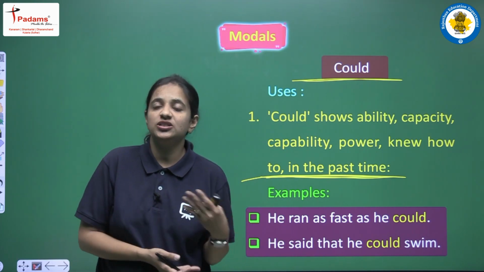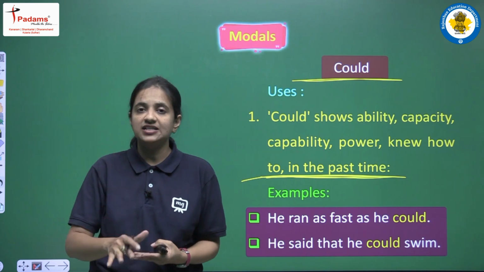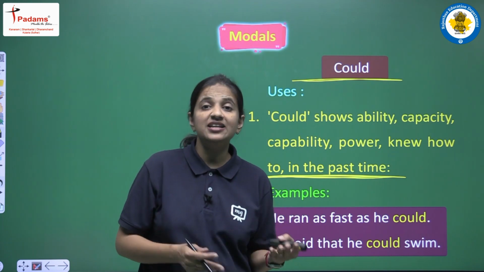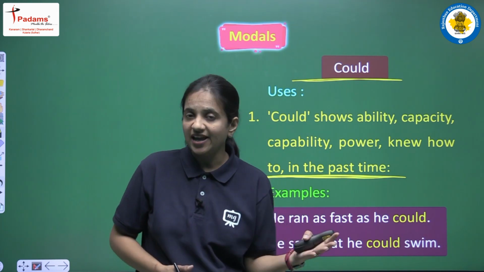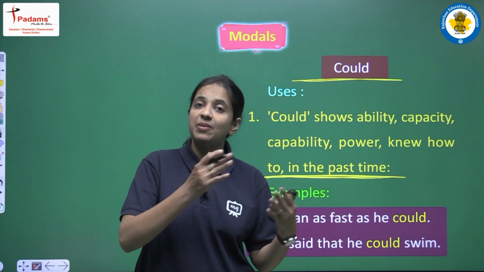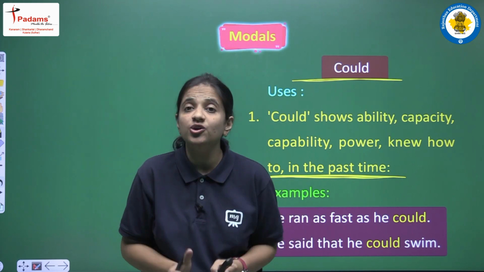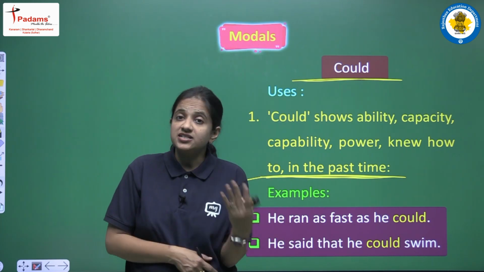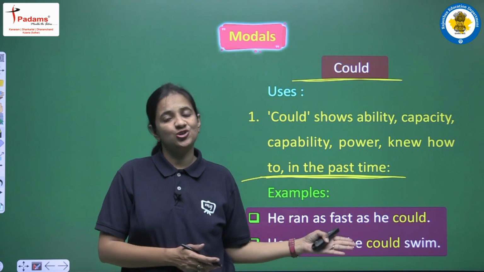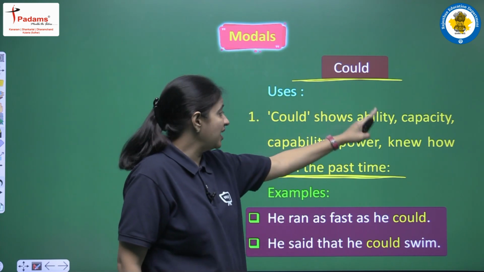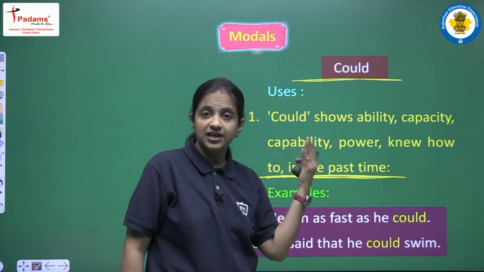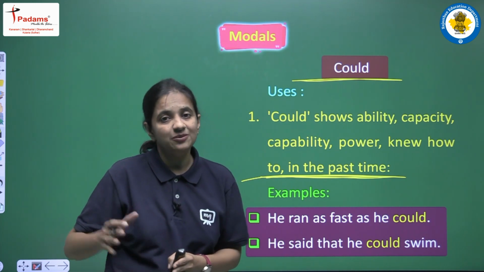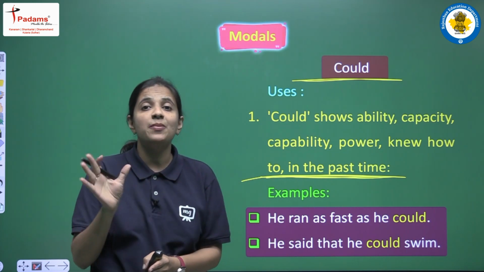Okay, so what does it mean? It means to show the ability, we are having two modals, that is can and could. But what is the difference? The difference is that if we are showing the ability in the present time, then we have to use can. But if we are showing the ability in the past time, then we have to use could. So can is used in present time, but could is used in past time to show the same feelings, the same moods: ability, capacity, capability, power, skill, knew how to. Be very careful that can is used in present time and could is used in past time.